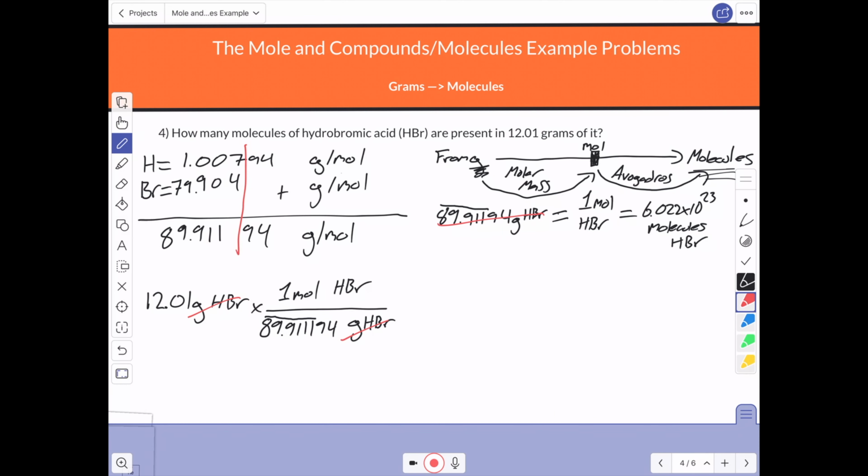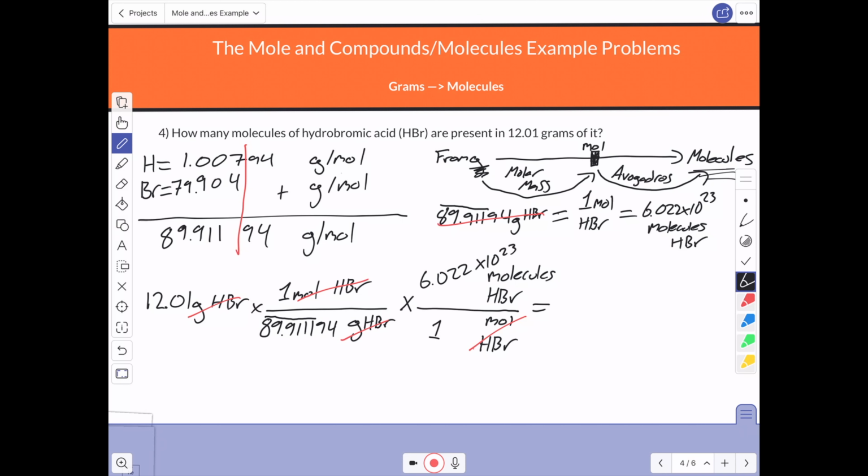Now we're left with our second part. We know that mole of HBr must go on the bottom. And that means molecules must go on top, leaving Avogadro's number on top. We can cancel them out and do our math.